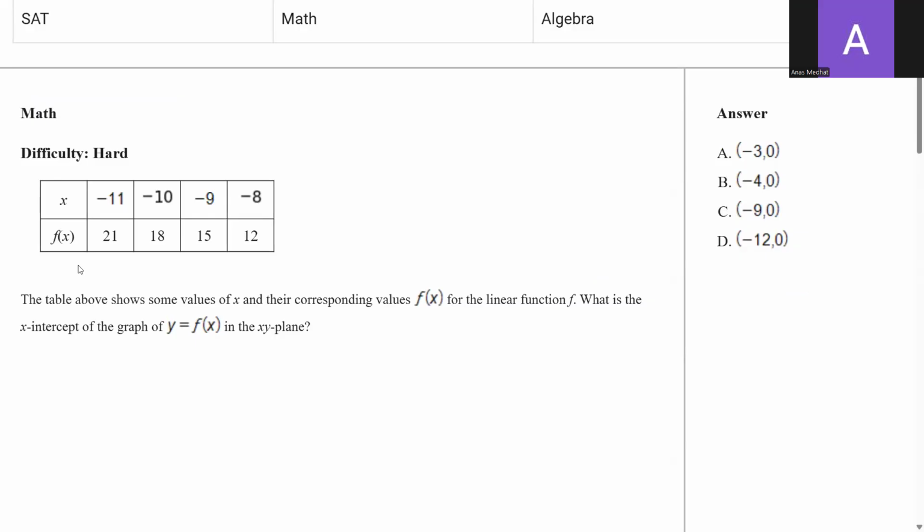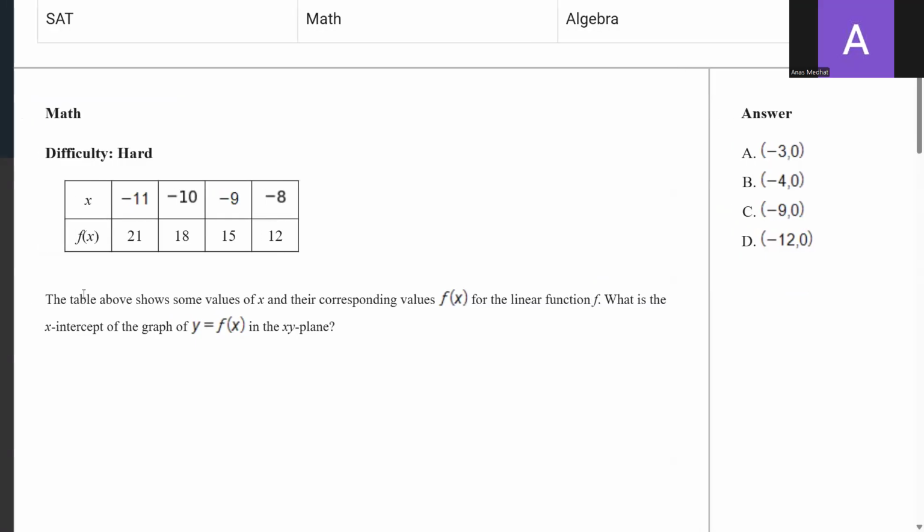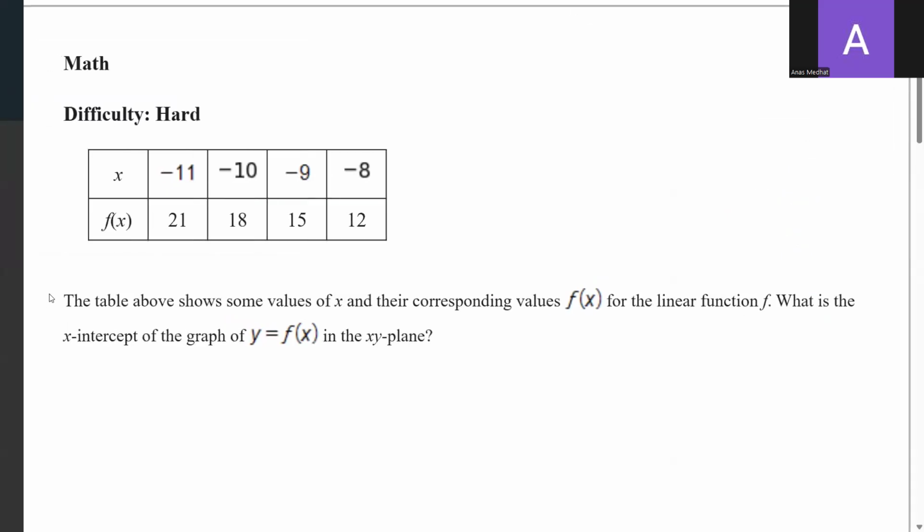What's the x-intercept of the graph of y equals f of x? The x-intercept is the value of x when y is equal to 0. First, we have to get the equation for this function. Let's get the equation. This minus this over this minus this to get the slope. It will be 18 minus 21 over minus 10 minus minus 11, which is minus 3 over 1. So the slope is minus 3, plus c.